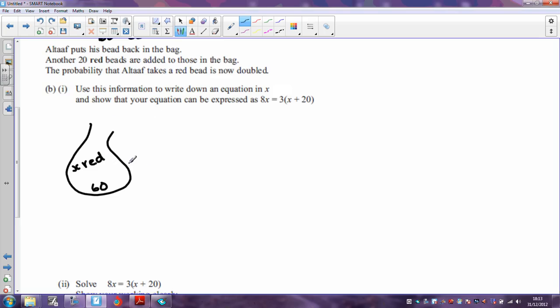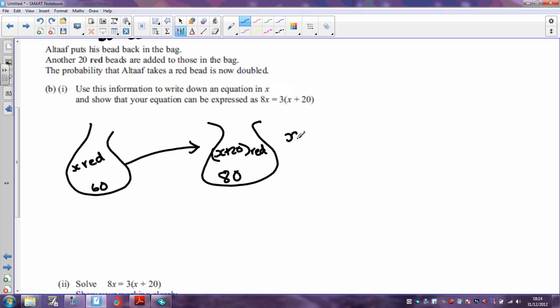Another 20 red beads are added to those in the bag. So in other words, you've got a new bag, and in that bag, you've now got 80 beads altogether. The number of reds is now the original X plus an extra 20. So you've now got X plus 20, which are red. So the probability of getting a red out of this bag is the number of reds, X plus 20 over 80. And the probability of getting a red out of this bag was X out of 60.